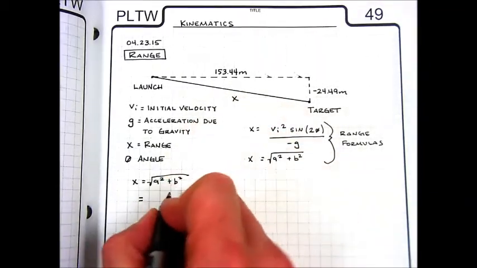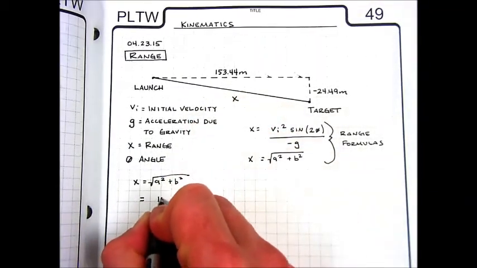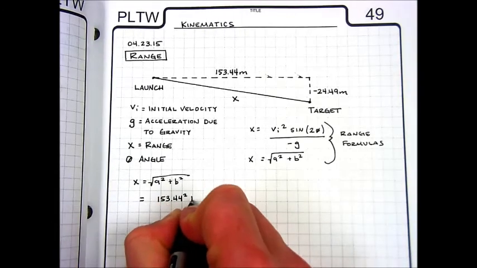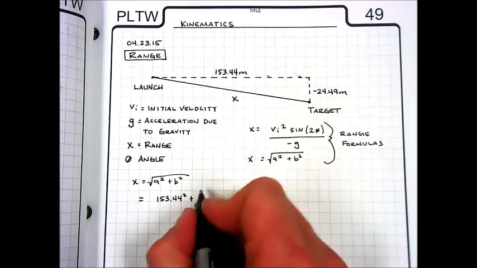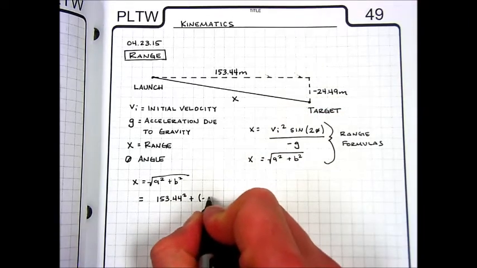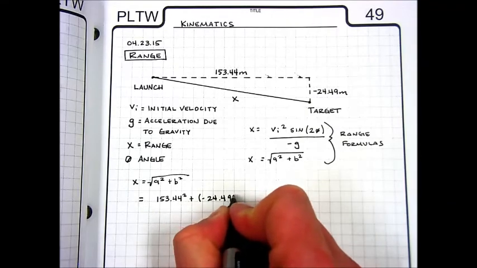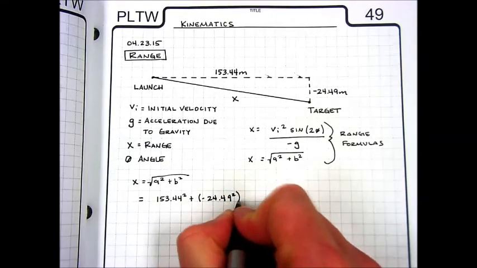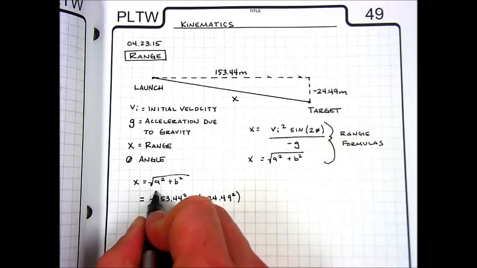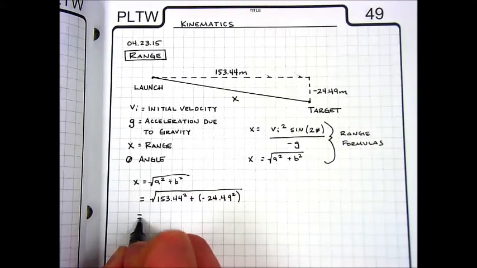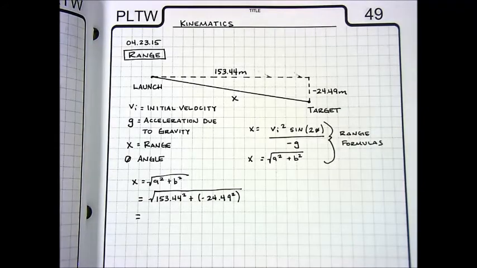A is 153.44 squared plus b is negative 24.49 squared, the square root of that. We calculate and we get 155.38.